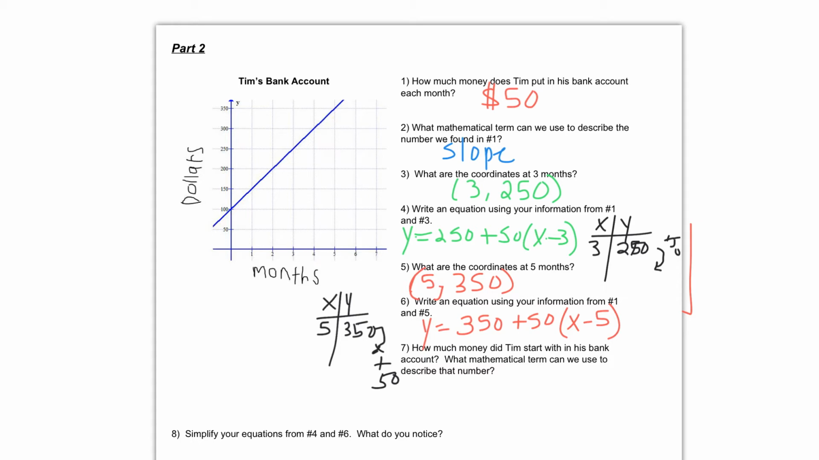Then if we get to number 7, it says, how much money did Tim start with in his bank account? What mathematical term can we use to describe that number? So what he started with is going to be before any months have been had or any money has been deposited. So we're looking at a month of 0. And at a month of 0, he had $100 in his bank account. So we can say for number 7 that he started with $100. And another term for that is, because this is lying on our y-axis, we call that the y-intercept.